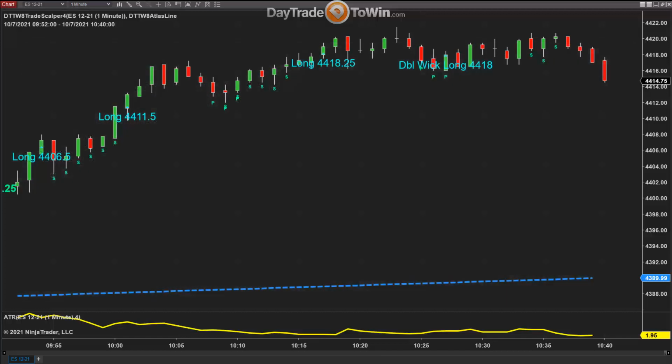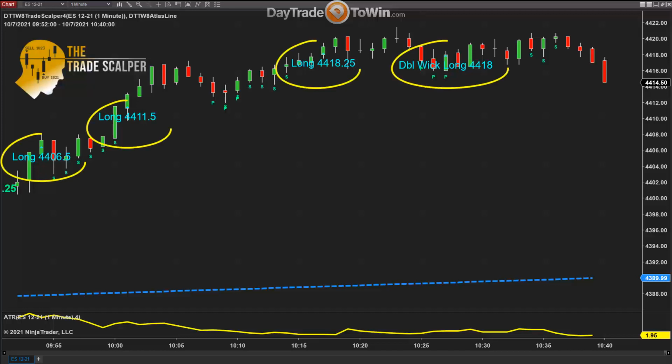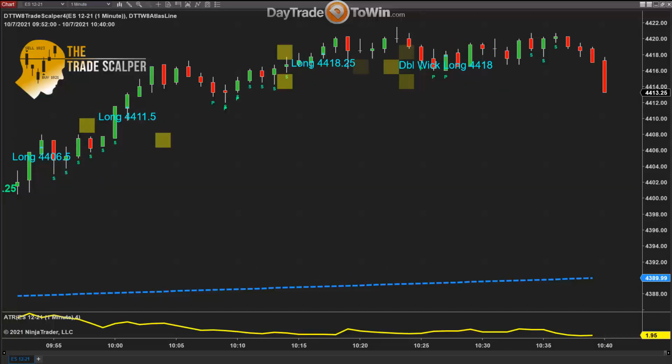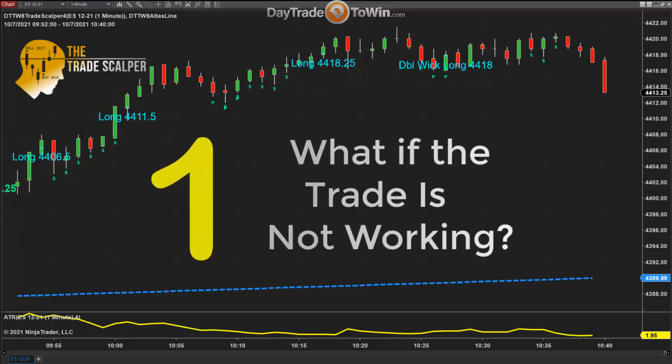So when you look at a chart like this, we see a few examples of the trade scalper, and this is the Atlas line on the bottom, which are all indicating to go long. And all of these trades look pretty good. You have 1, 2, 3, 4, 5 signals here, all to the long side, and they are all pretty much winners. But what happens when this doesn't happen and you take a trade, it's not going in your favor?